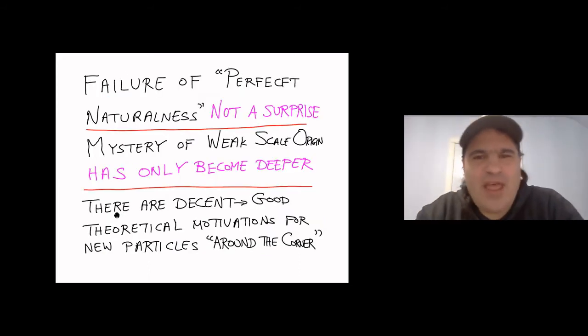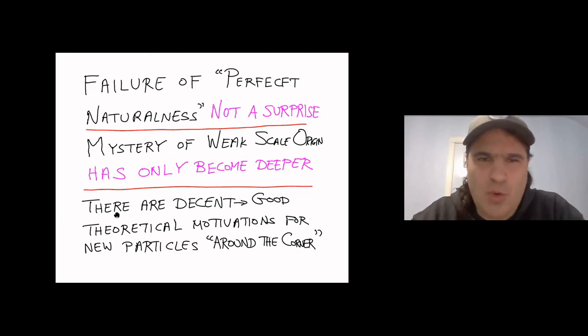First of all, the failure of the perfect notion of naturalness is not a surprise. It's something that was anticipated by many theorists long before the LHC. There are hints for it in data long before the LHC. I would say it was not a majority opinion among theorists, but it was the opinion of a solid minority of theorists, certainly including me, but also many other people before the LHC turned on.